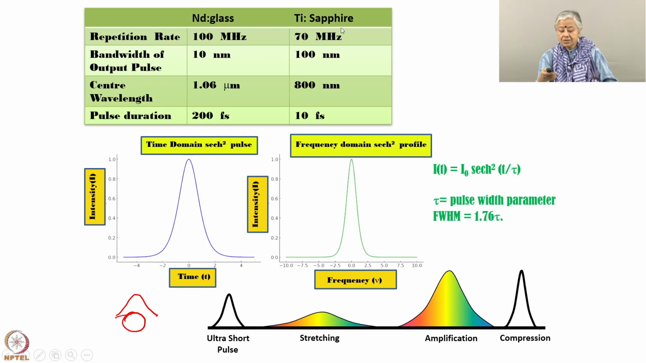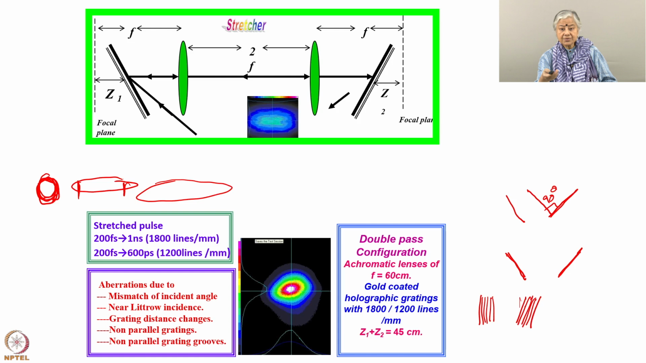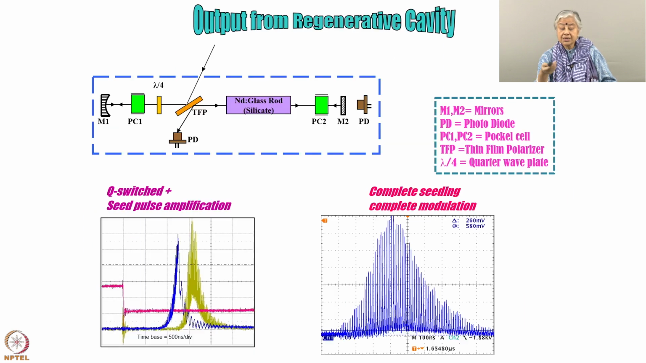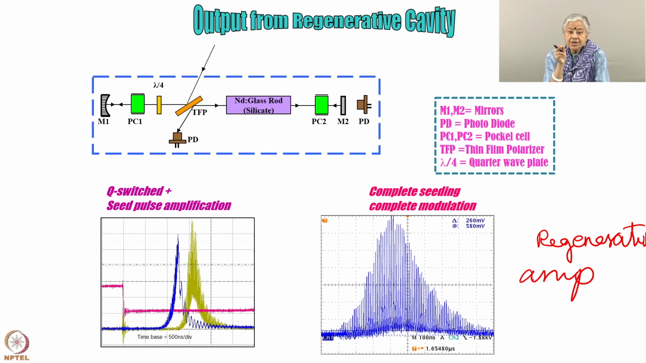Okay. So, now we have a long pulse, it is amplified in all different kinds of amplifiers, which I have described previously. Now, what I have not described is a regenerative amplifier. Okay. So, a regenerative amplifier is slightly different from the others. So, I have a regenerative amplifier.